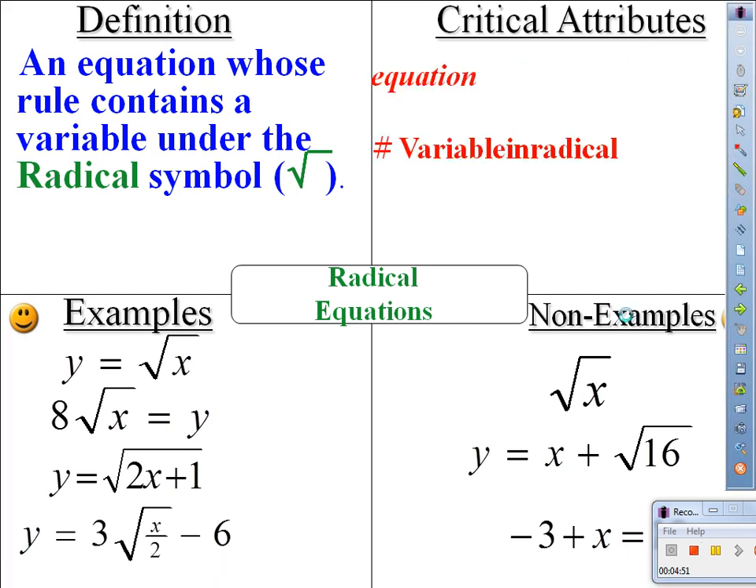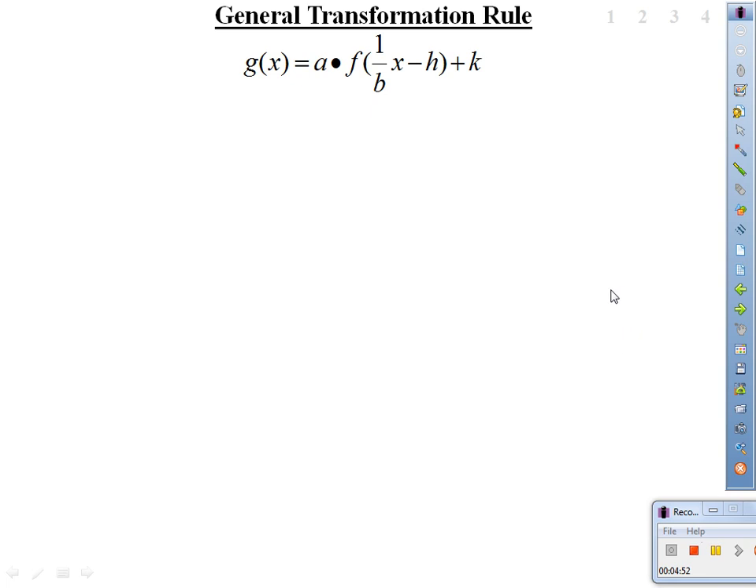All right. So, look up, guys. General rule of transformation again. By now we don't need to write it down because it should be in our noodle by now, right? g of x equals. Anyways, tell your neighbor what each piece of this transformation rule does to any function. What does it do to any function?